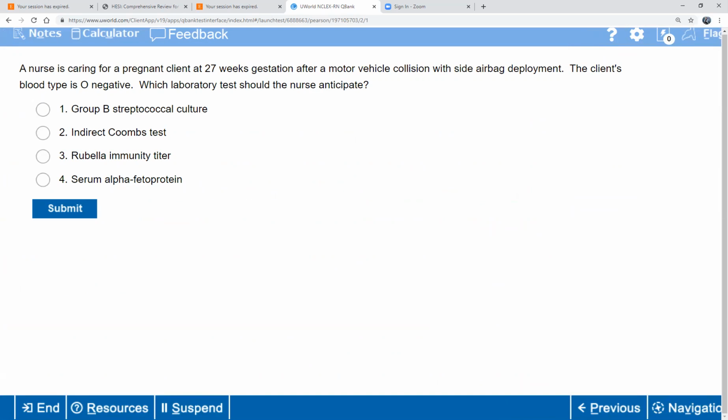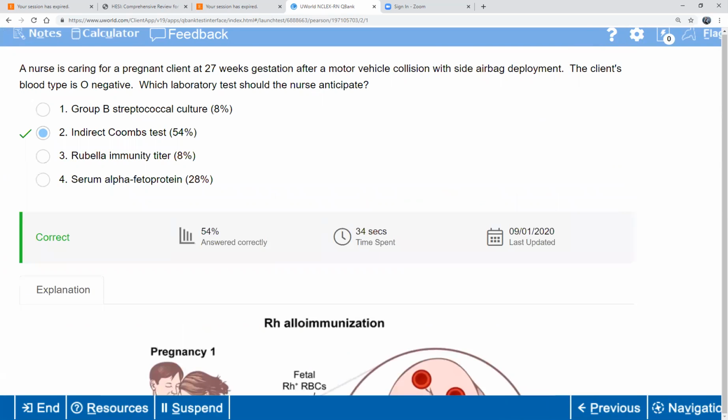A nurse is caring for a pregnant client at 27 weeks gestation after a motor vehicle collision with a side airbag deployment. The client's blood type is O negative. Which laboratory test should the nurse anticipate? That should be easy. Indirect Coombs test. Okay, good. You're looking to see if mom's blood mixed with the baby's, right? Yes. Good job.